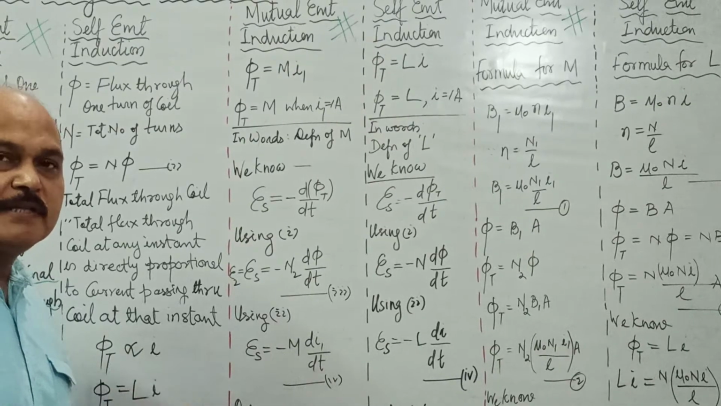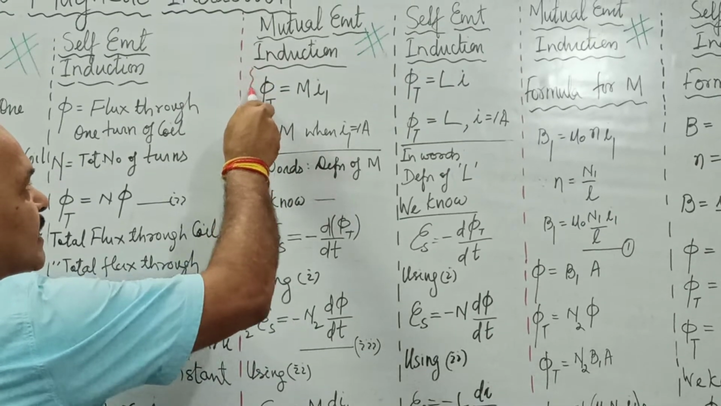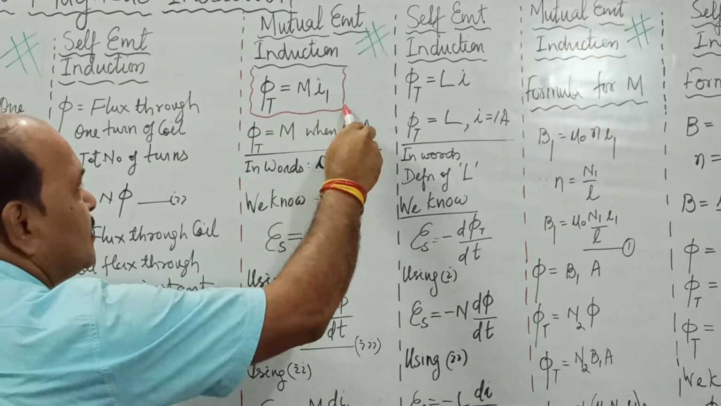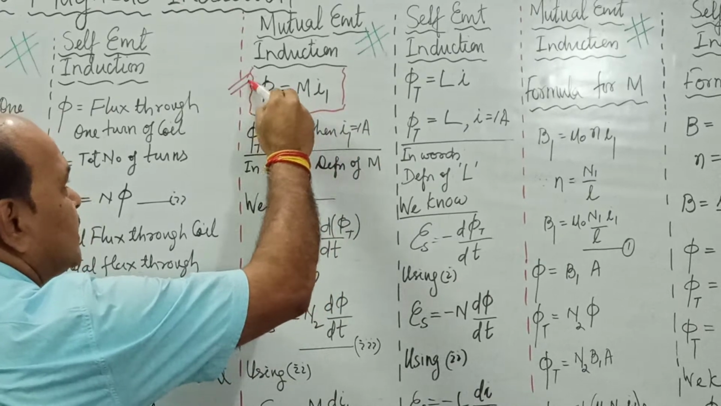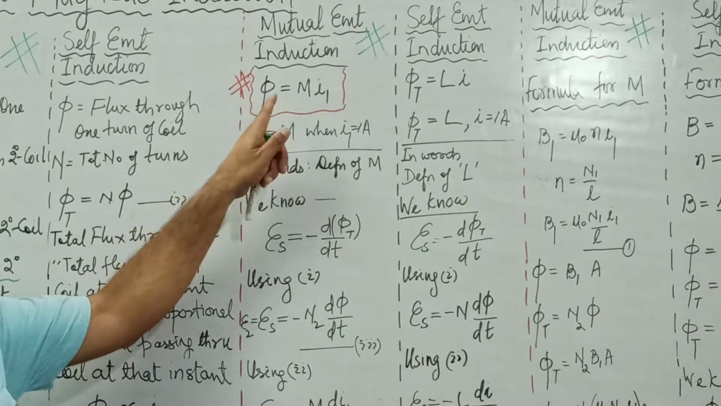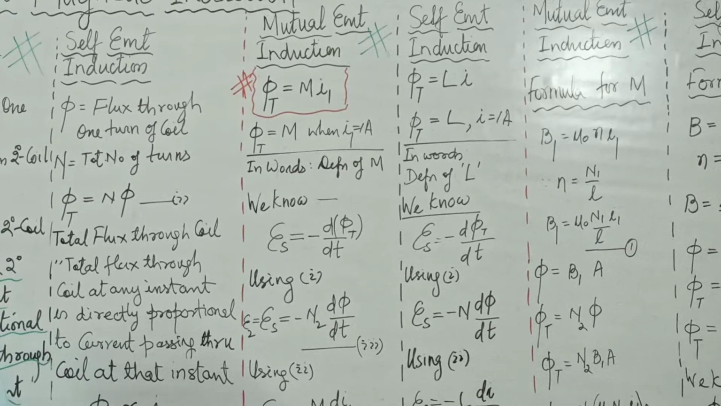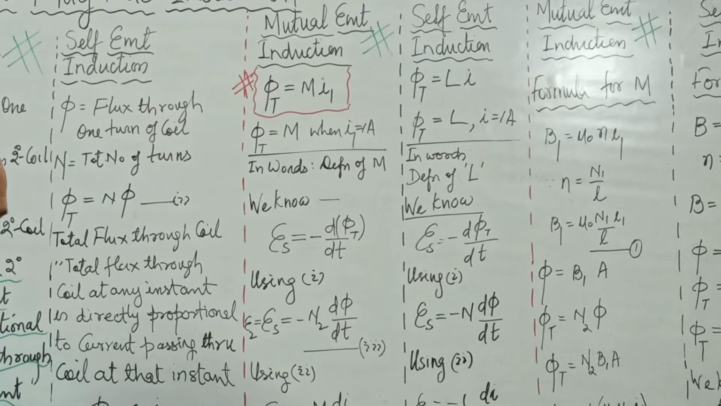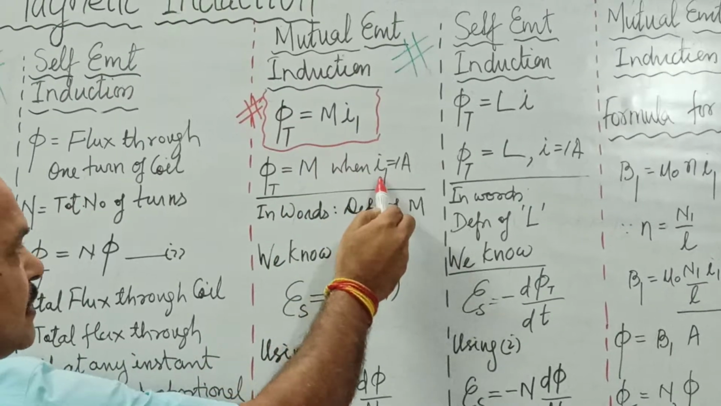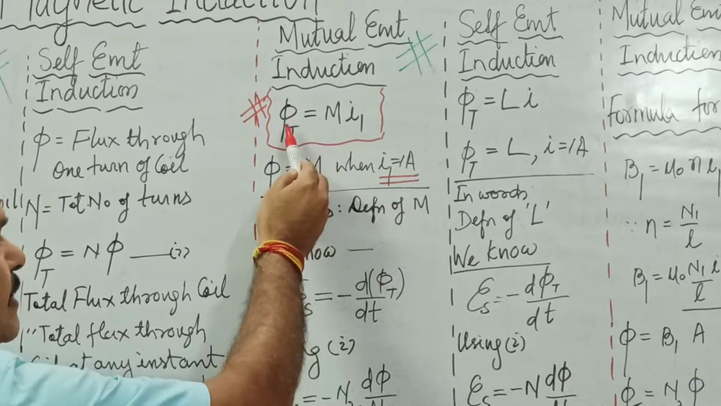So children, we have seen that the total flux passing through the secondary coil at any instant is M times the current passing through the primary coil at that instant. And using this mathematical definition, we can define M. So what is the definition of M, which is constant for a pair of coils? See, if we write I1 as 1 ampere, what do we get? We get M is equal to phi.